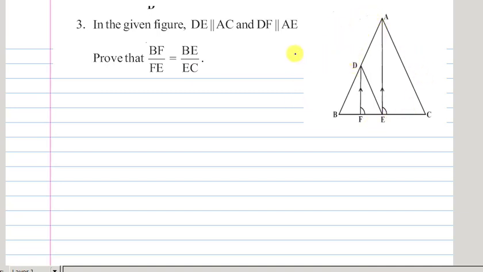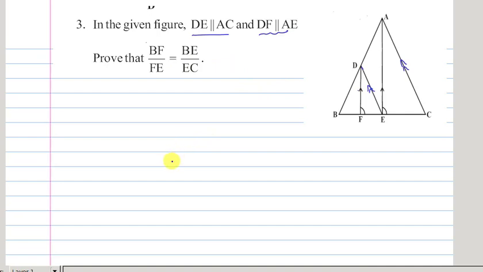In this figure, they mention that DE is parallel to AC. Where is DE? This line. DE is parallel to AC. Okay. Next, what do they mention? They mention that DF is parallel to AE. Okay. Now, we need to prove this one.